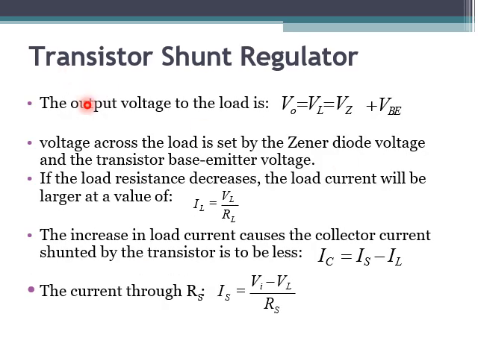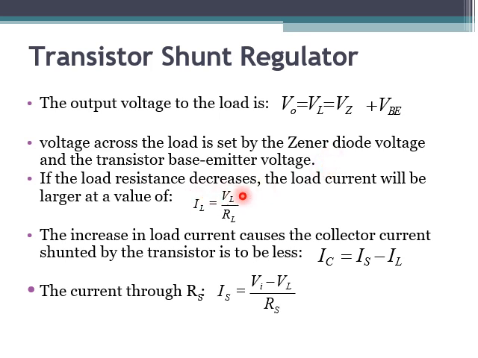Now, we'll see the transistor as a shunt regulator. The output voltage to the load, V naught or VL, is equal to VZ plus VBE. You go to the circuit and see VZ plus VBE. If you write Kirchhoff's voltage law, you will get VZ plus VBE. The voltage across the load is set by the Zener diode voltage and the transistor base emitter voltage, because the transistor is connected in shunt.